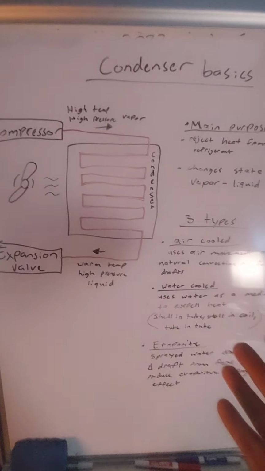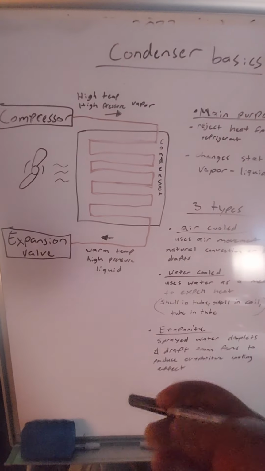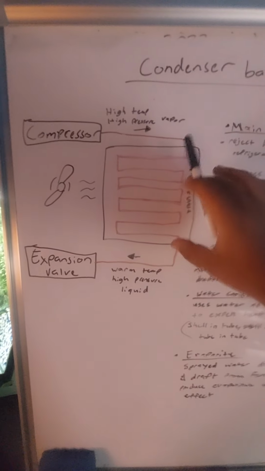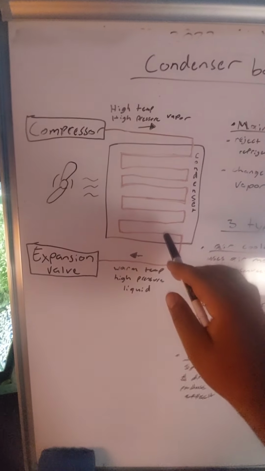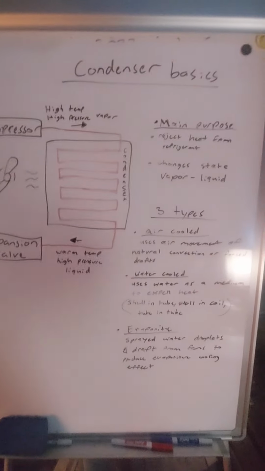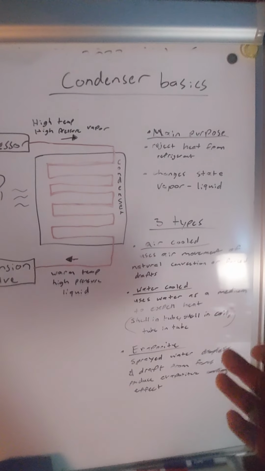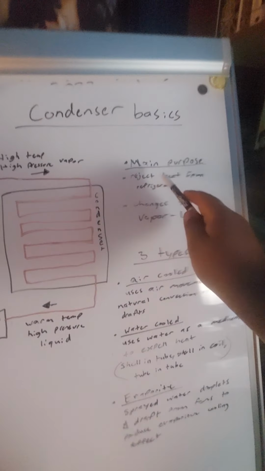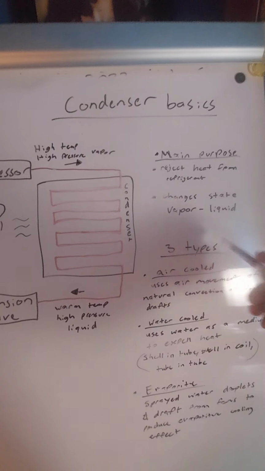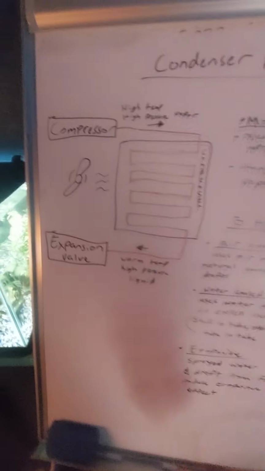So, what is a condenser? A condenser is part of the refrigeration and air conditioning process. It is basically a contraption made out of metal coils that the refrigerant is going to go through. So, what does it do? The main objectives of the condensing unit are to reject heat from the refrigerant and also to change its state from vapor to liquid. So let's see how that's going to happen.